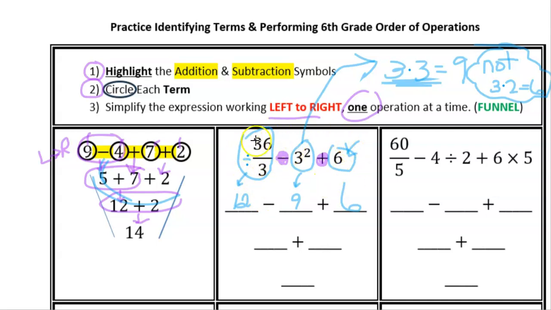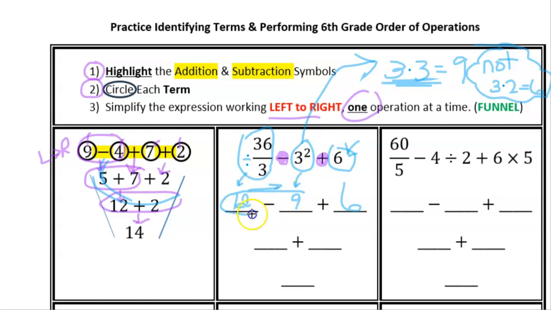So we replaced this expression with an equivalent expression that's less complicated because we got rid of these two operations and just replaced them with their equivalent values. Now we're ready because we got 3 terms that are just numbers. We're going to go left to right.